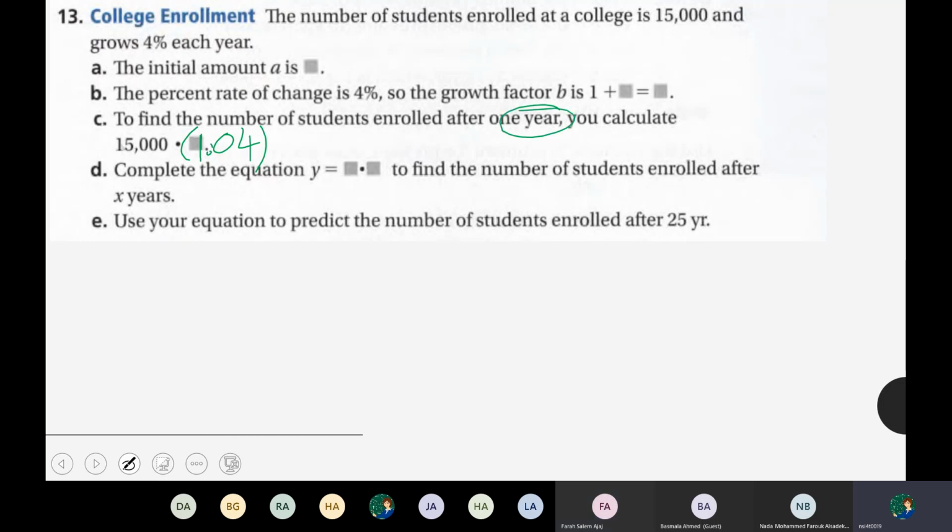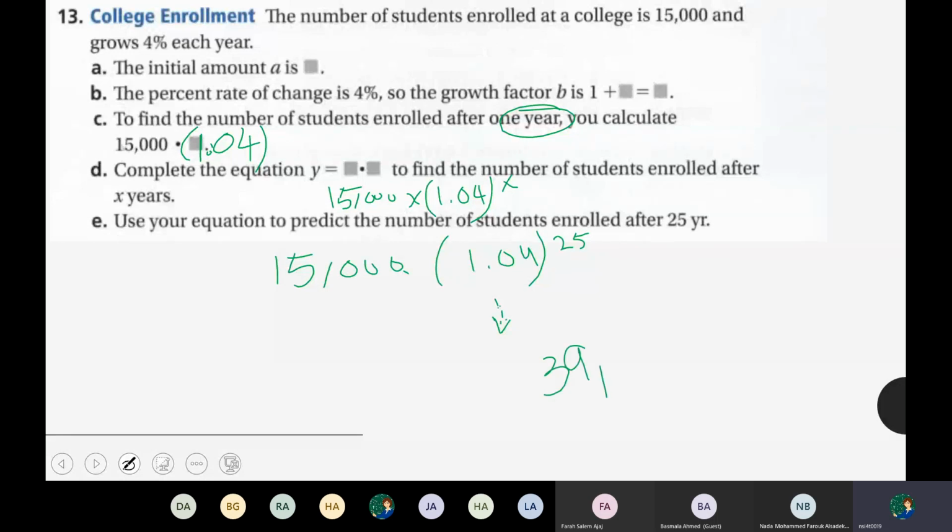Because for 1 year. After a number of years, you say it is 15,000 times 1.04, but here now raised to x. And the last one, it is 15,000 times 1.04 raised to the power 25, and you will find the answer. I think it was 39,988. This is approximately the final answer. Okay.